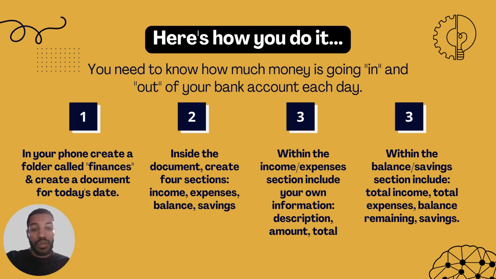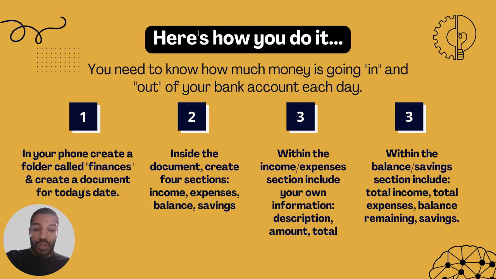Then within those sections, you want to add in your information. So you add in your description, you add in the amount, you add in the total. So for example, if you were talking about income, you're probably going to put in your employer, then you're going to put the amount that you're getting. If you're talking about expenses, you're going to put in whatever the expense is. It's going to be your rent, your mortgage, the amount.